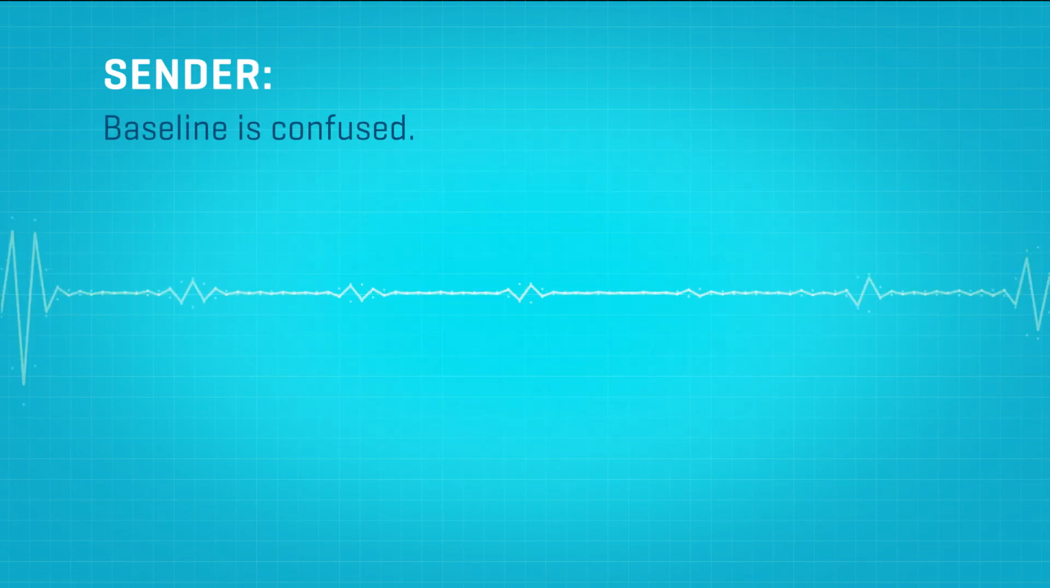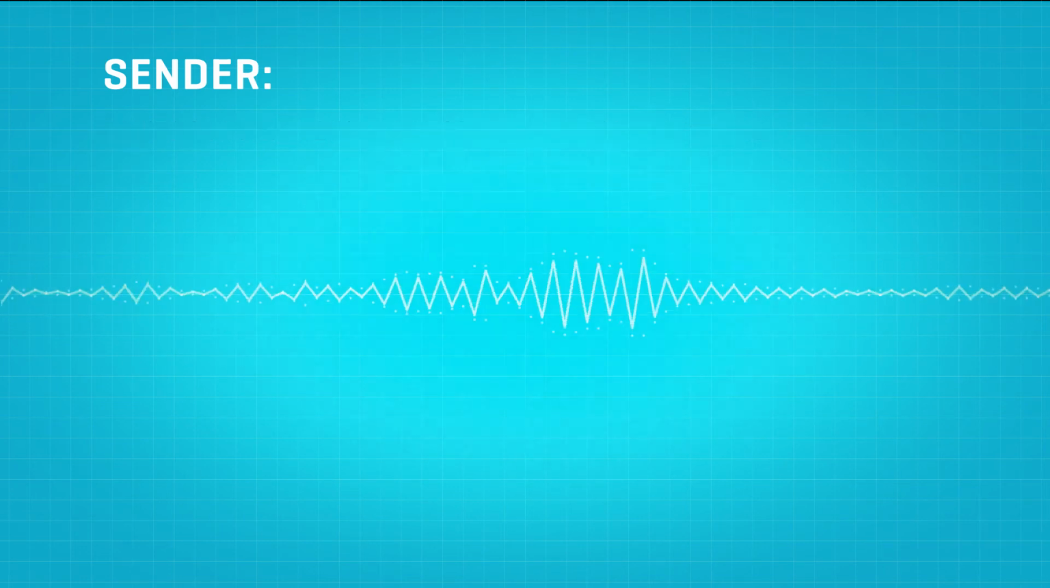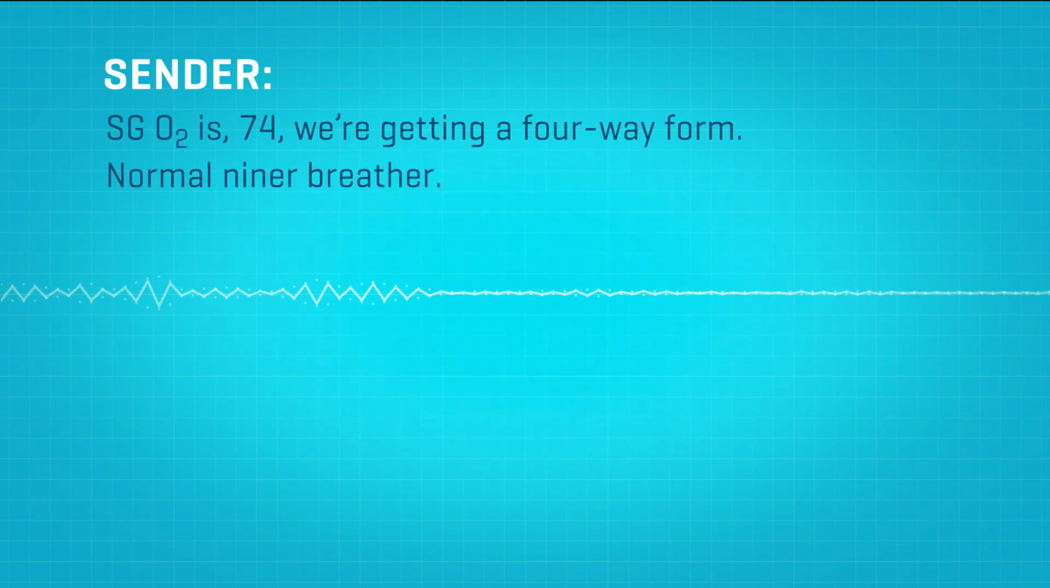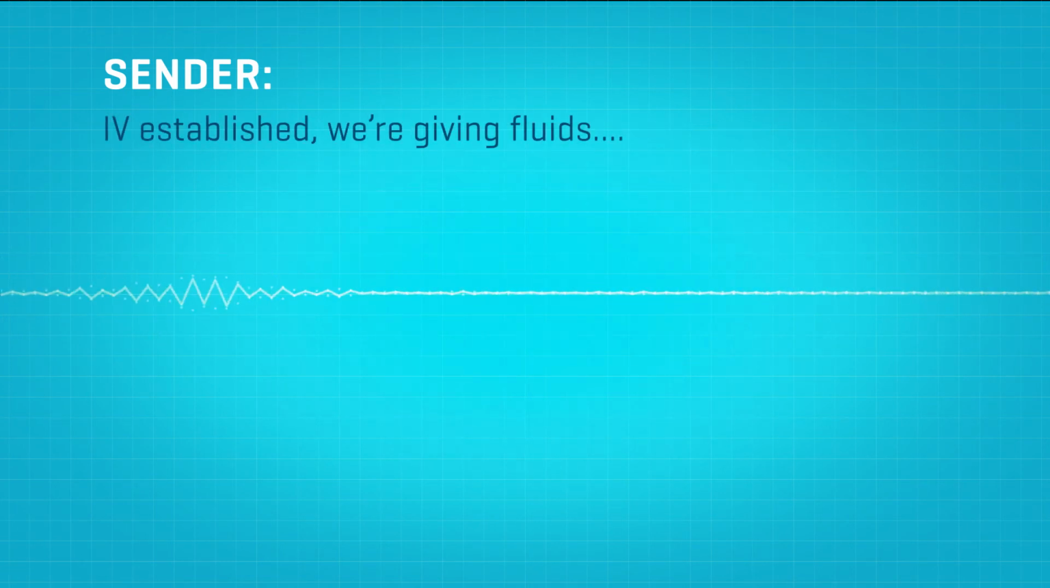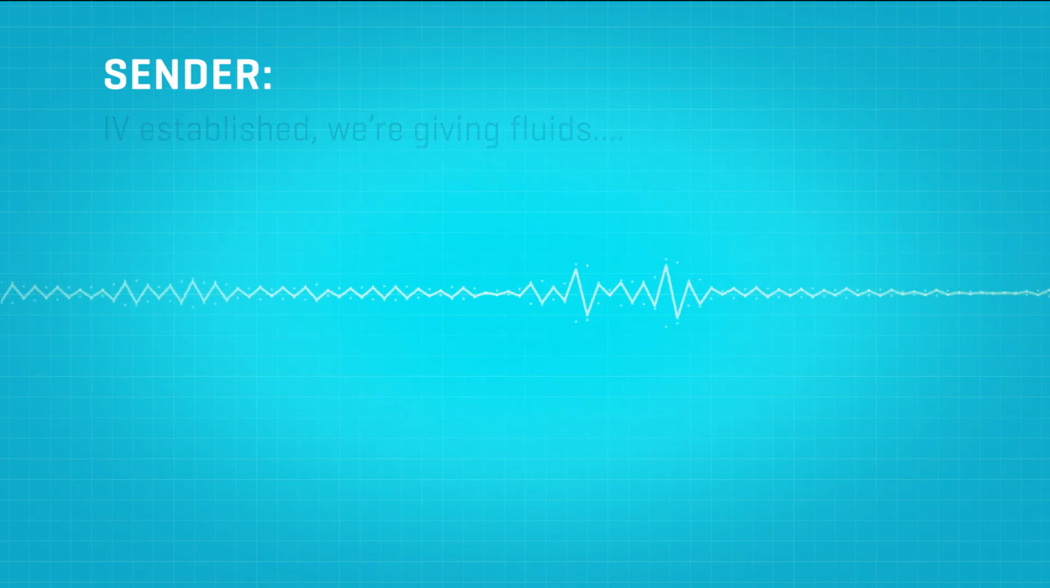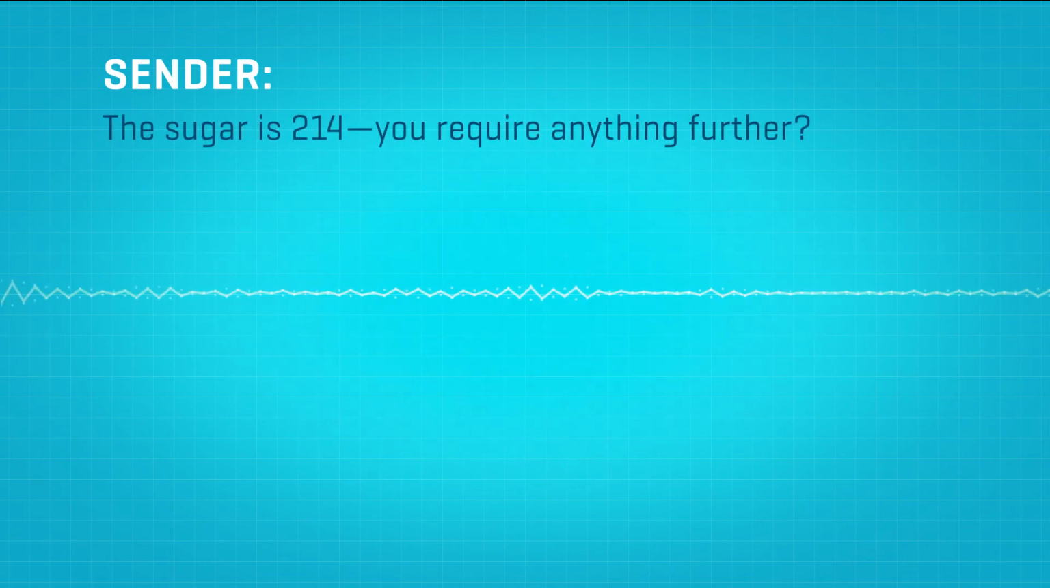Baseline is confused. Current vitals are pulse of 94, normal sinus. SpO2 is 74, but we're getting a poor waveform. He's on a non-rebreather. Blood pressure 48 over 22, 48 over 22. IV established, we're giving fluid. ETA is about 3 minutes. Sugar is 214. Require anything further?